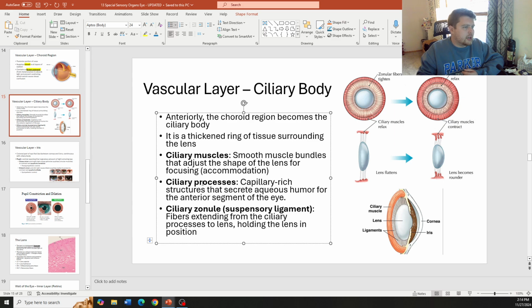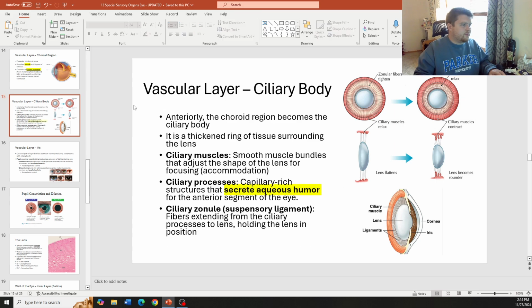And there's also a structure called the ciliary process, which is a capillary-rich structure that is actually where the aqueous humor is secreted from. That's typically a nice test question as well. Usually you get a question on ciliary muscles, on where the aqueous humor is secreted, and then you get a question on the suspensory ligaments.